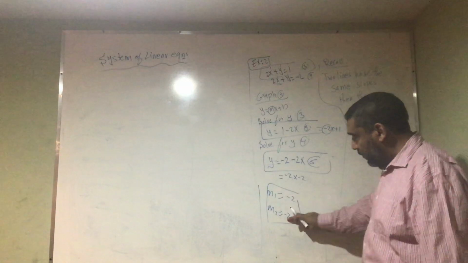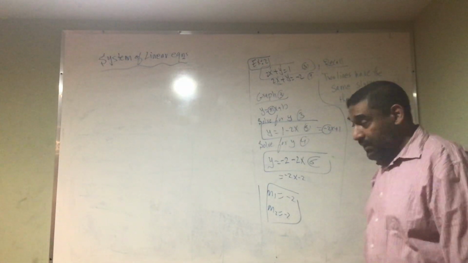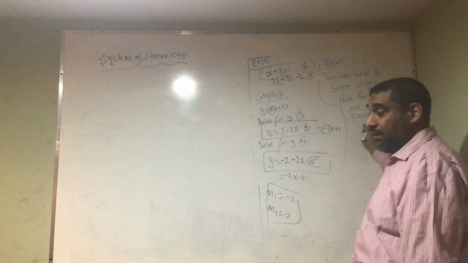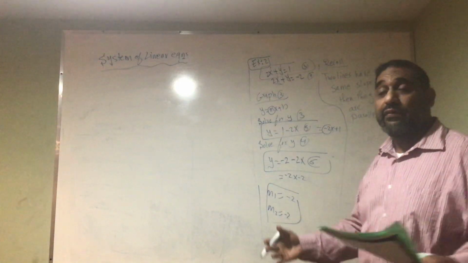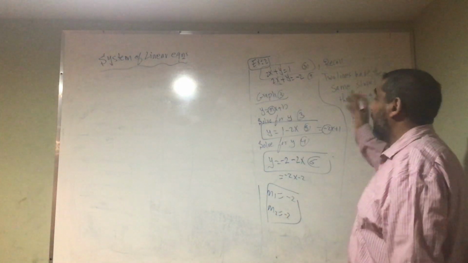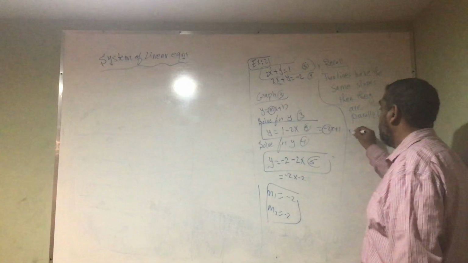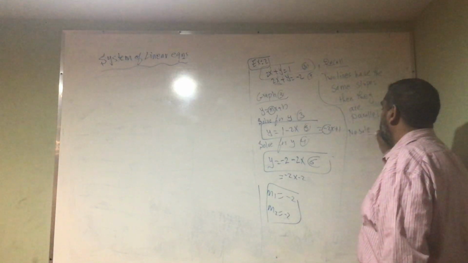It turned out those two slopes here are exactly identical. They are the same, which means the lines are parallel, which means they never intersect or never meet. Because of that, I don't have a solution for this system. There is no solution. That's one way to figure it out.